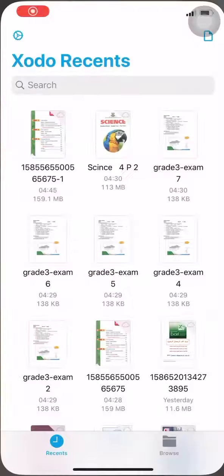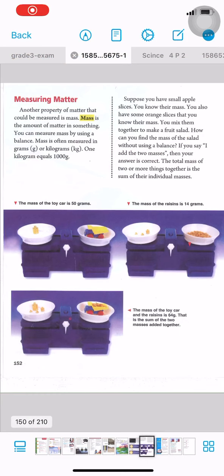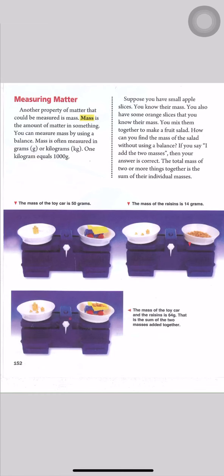So, what's mass? Mass is the amount of matter in something. For example, we have a pillow and a bowling ball. The pillow is larger than the bowling ball, but the bowling ball is heavier than the pillow.